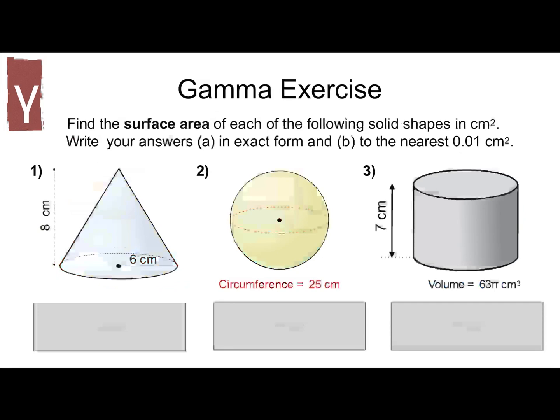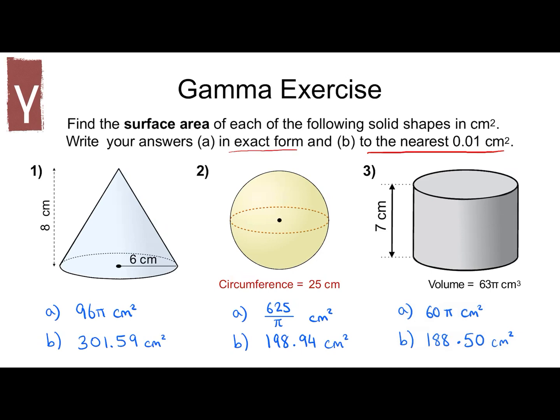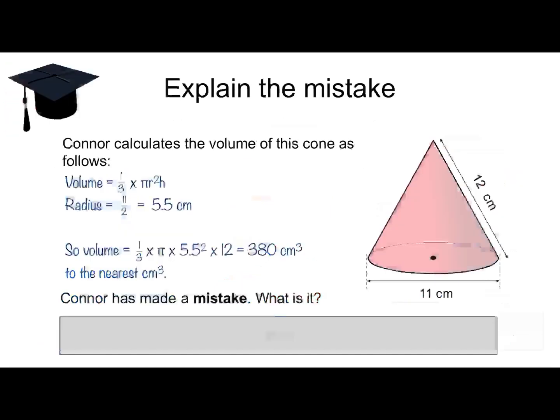And finally, find the surface area of each of these three shapes. Again, two answers, one in exact form, and then giving it to 2 decimal places as well. Okay, find the surface area of each of these shapes. Okay, here are the answers. There we go. If there's any doubts about any of that, please let me know. I'd be happy to help you.